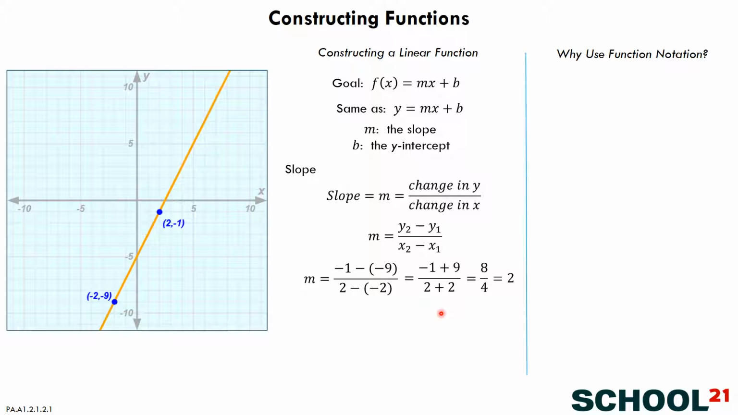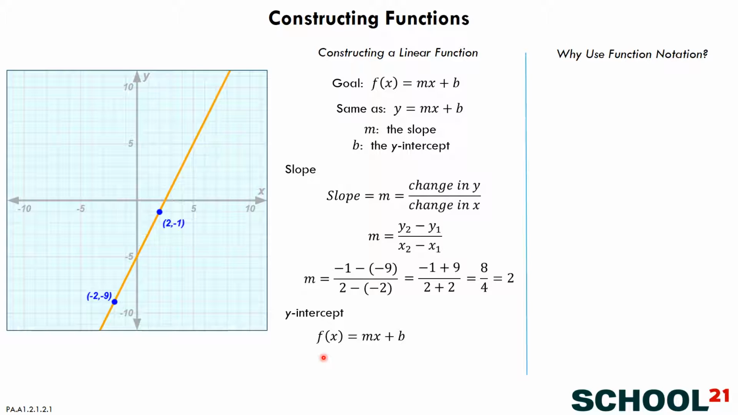Now, let's figure out this y-intercept. And remember, what we're looking for is to use this equation, f of x equals mx plus b. We can use the slope that we just found and this equation and some of the points to figure out what b is. So it's like a little puzzle, and we know enough to solve it.